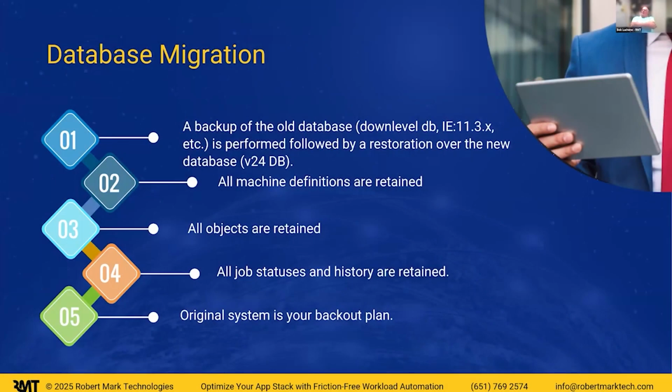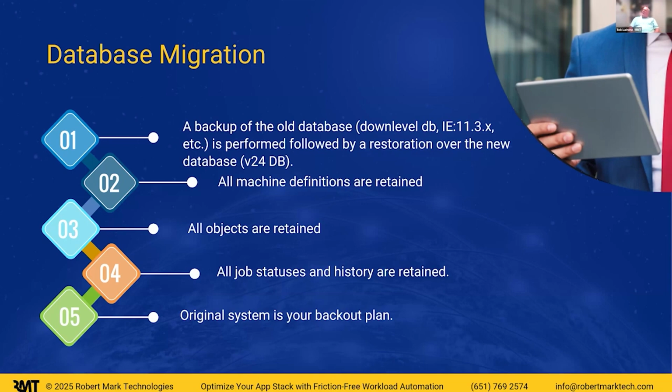The database, there is no utility. Well, so let's go through these steps. The way you do a database migration is you back up the old down level database, your 11.3x database, 11.6 database, whatever it is, and then you restore that database over the new version 24 database that you created in your new environment. So now you've got a down level database that's at version 24.